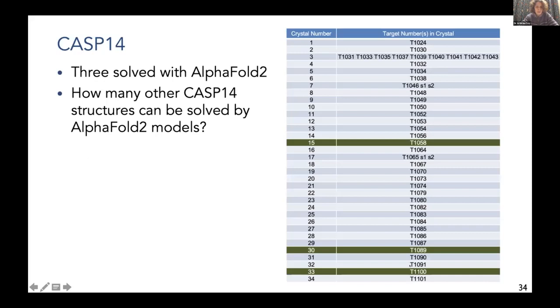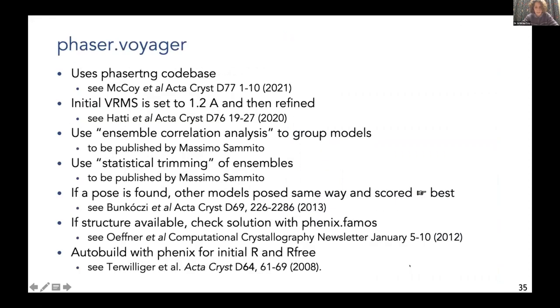In CASP-14, three structures were solved with AlphaFold 2. How many other CASP-14 structures can be solved with these AlphaFold 2 models? So the ones that were solved are in green and the others are sitting here. So for this, we use Phaser Voyager. It's our new pipeline in development, hopefully soon to be released.